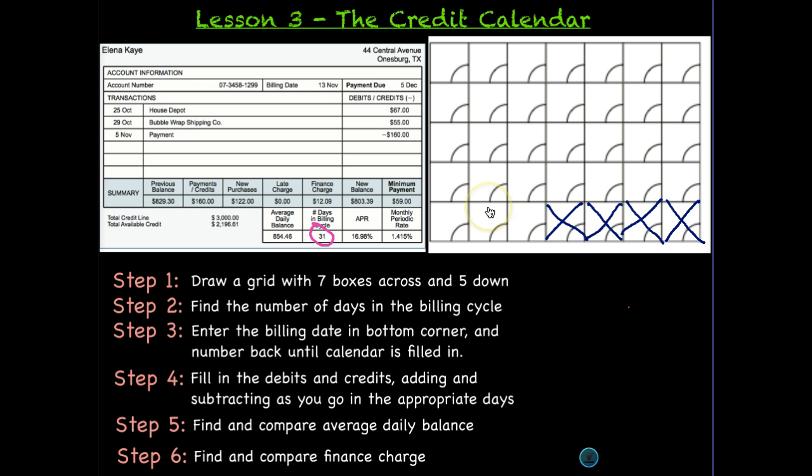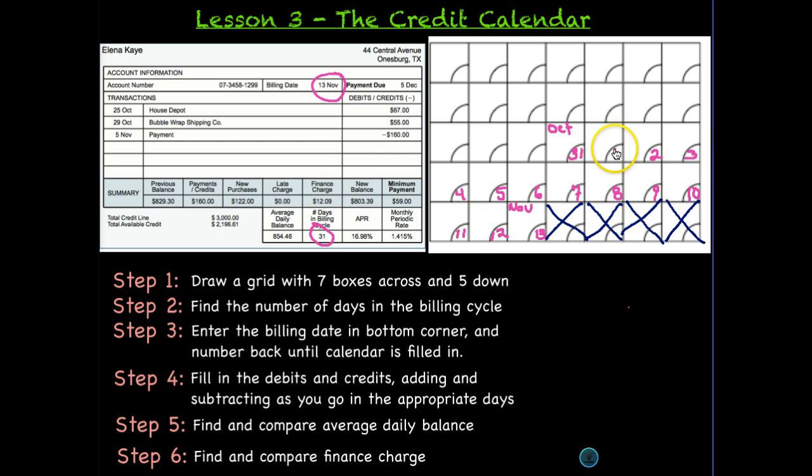And we are told to enter the billing date in the bottom corner and then to number back until the calendar is filled in. So now I have a bottom corner. So what I can do is I can enter in November, and my billing date is right here, November 13th. Then what I would do is go backwards until I've gotten to the first one. So November 13th, the next one would be 12, and then 11, and so on.